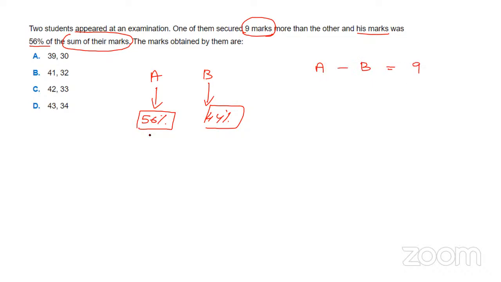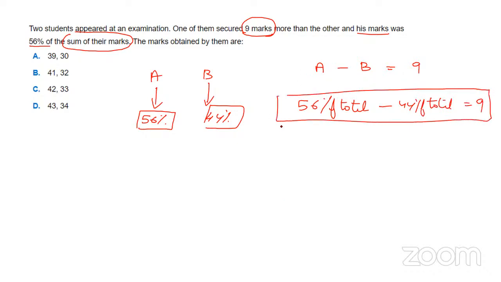So instead of A, I can write in terms of percentage. So I can say that 56% of total, the total sum, 56% of that is the A's mark, minus 44% of the total will be equal to 9. So this is the equation that you should frame by reading this question. 56% of the total minus 44% of the total is equal to 9. That's a difference. So clearly I can identify that 12% of the total marks or the 12% of the sum of their marks is equal to 9.